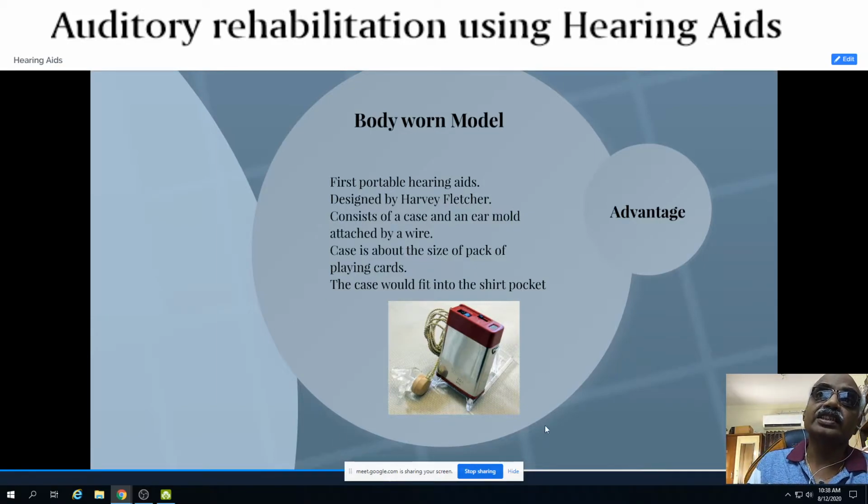The case would be placed inside the pocket of the patient, and they used to put the ear mold inside the external auditory canal opening. So this is the normal body-worn model. This hearing aid has advantages. We cannot say this is a failure model. It has its own unique advantages.